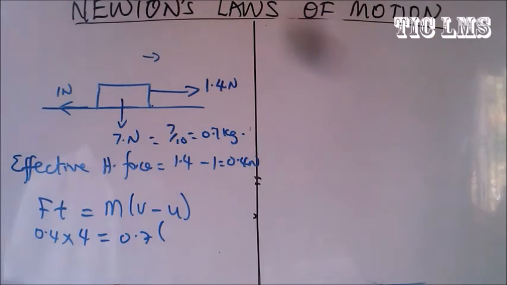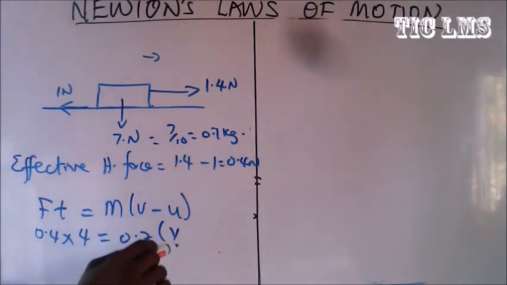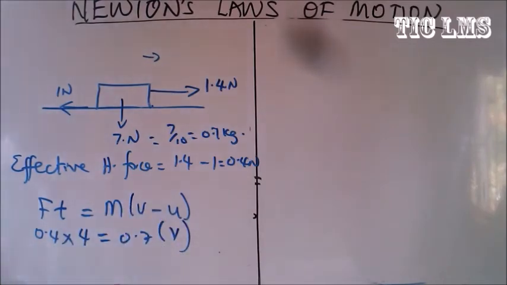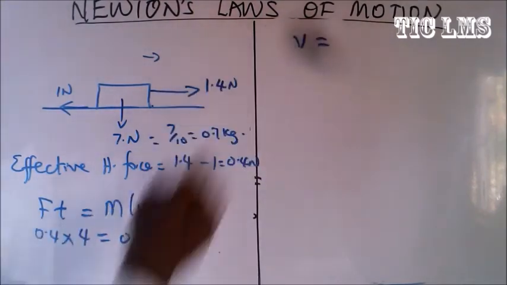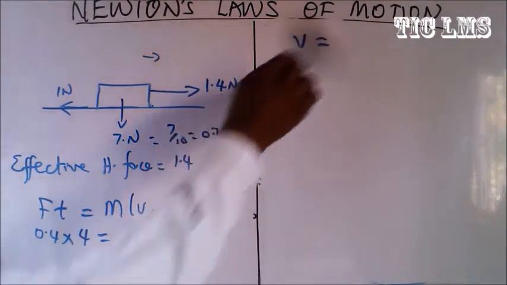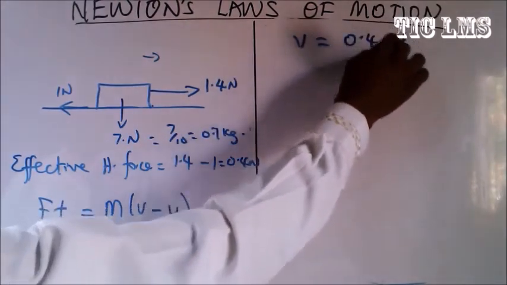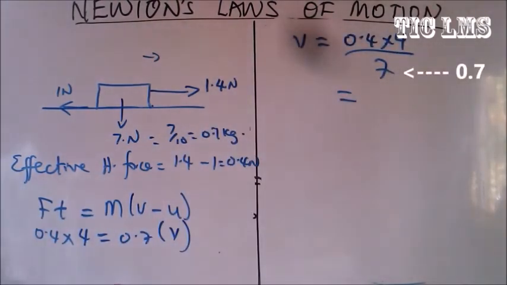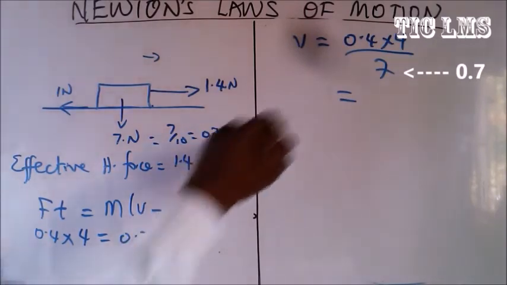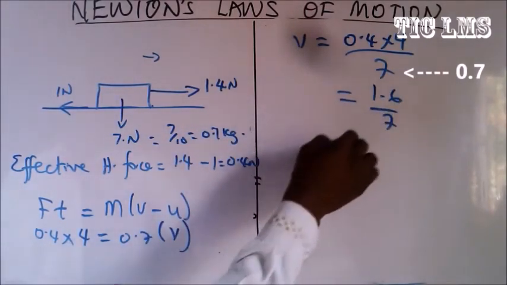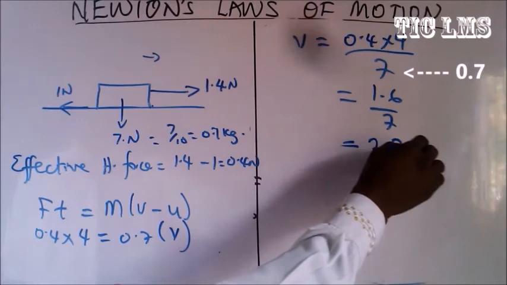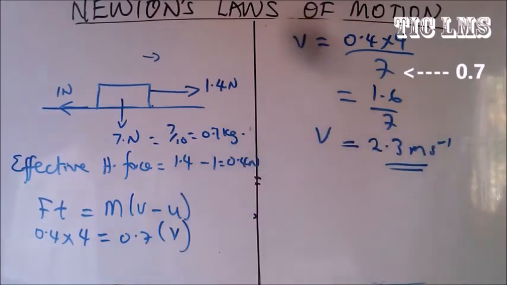Now, the body started from rest and kept moving. So this velocity here is what we are looking for. The initial velocity is zero because it started from rest. So next thing is that we make v the subject of this equation. We have 0.4 multiplied by 4 over 7, and that gives 1.6 over 7, 2.3 meter per second. That is the velocity with which the body moves.